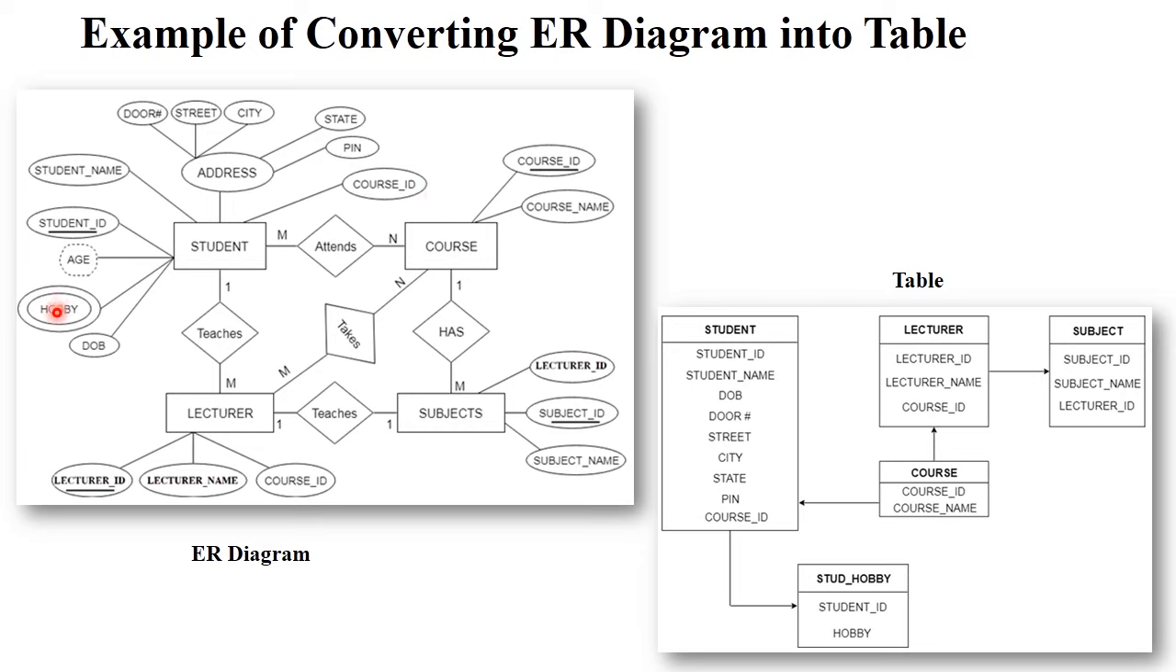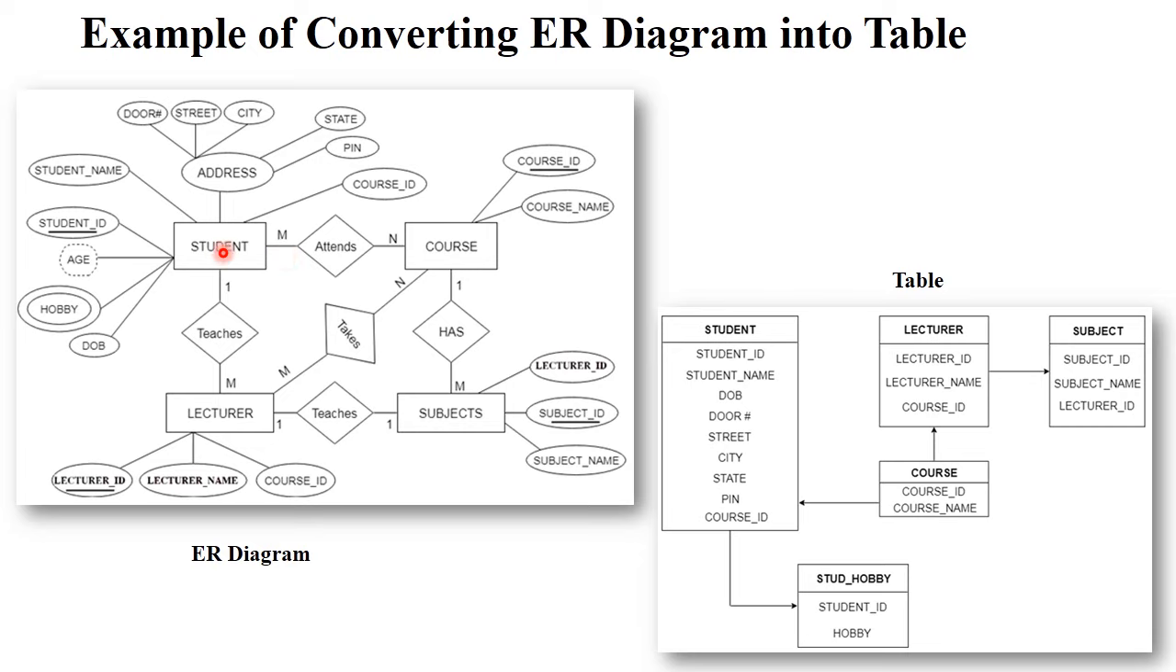And the last one is the multi-valued attribute. We previously discussed that whenever multi-valued attributes are present in your ER diagram, you have to create a separate table for the multi-valued attribute. See here, this is a multi-valued attribute, student hobby. Student hobby has two columns. It is generated from the student entity set, so the first column is the primary key of student, that is student ID, and the second column is the hobby itself. So five tables have been generated.